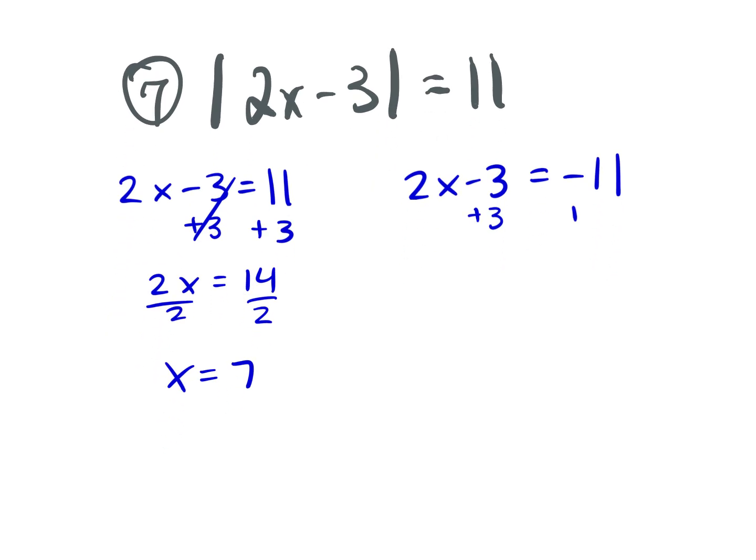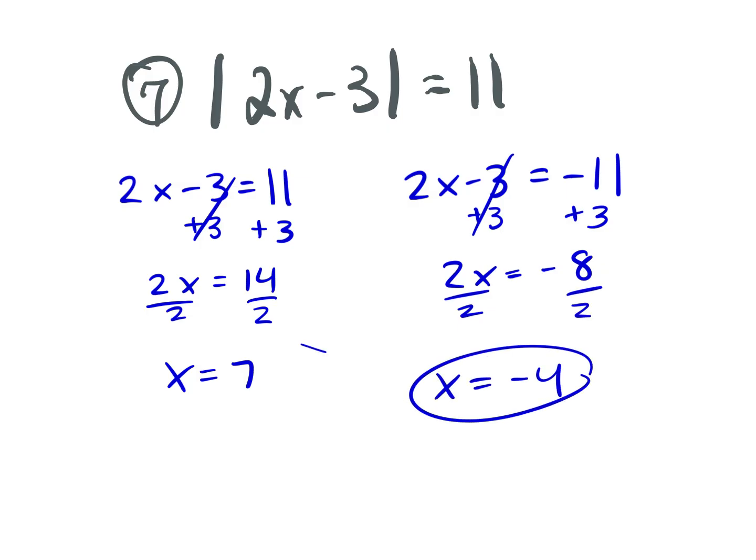Same thing here. I'm going to add 3. So 2x equals negative 8. Divide by 2. X equals negative 4. Perfect.